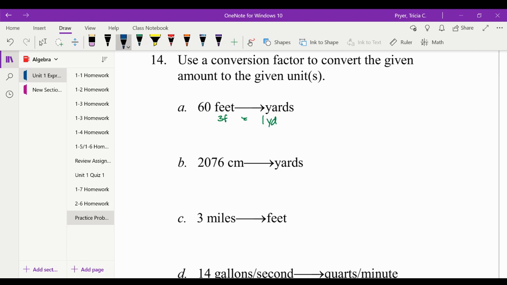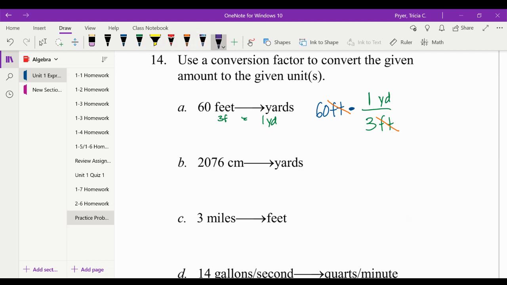If I want to change feet to yards, I'm going to take 60 feet and multiply it by some conversion factor. My goal is to be left with yards, so I'm going to put yards on top, and I want the feet to cancel out. That's why I'm putting feet in the denominator. There are 3 feet, so 3 goes with the feet per 1 yard.